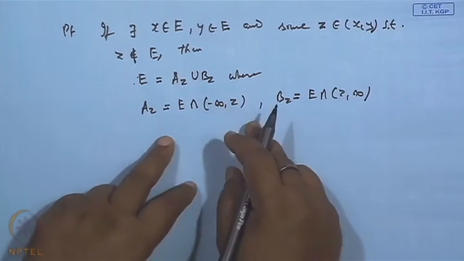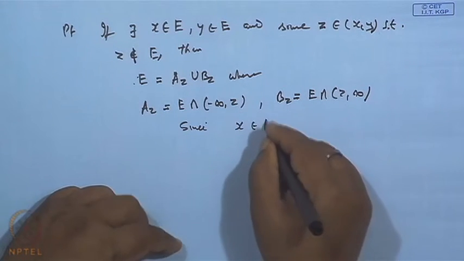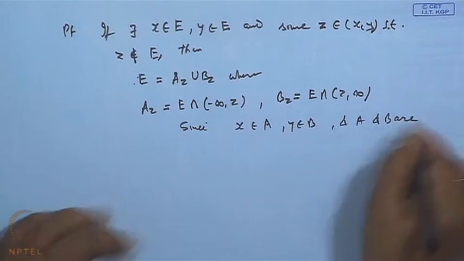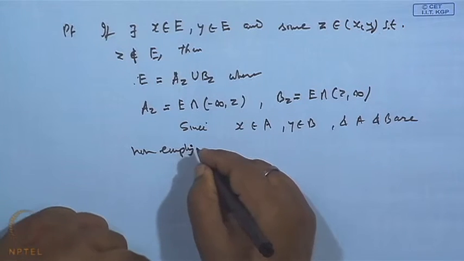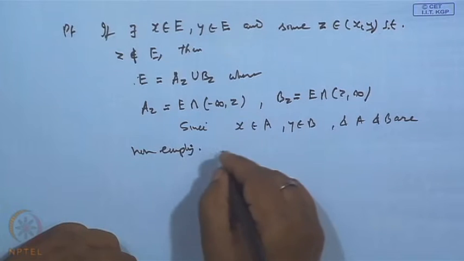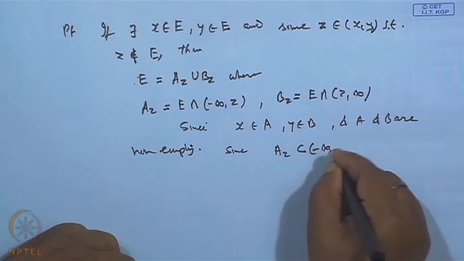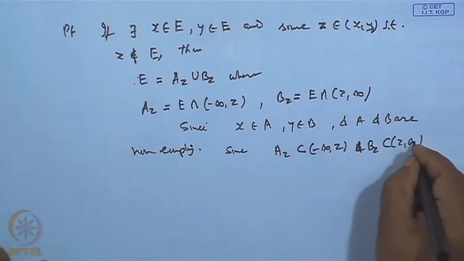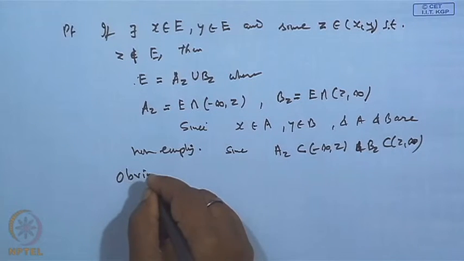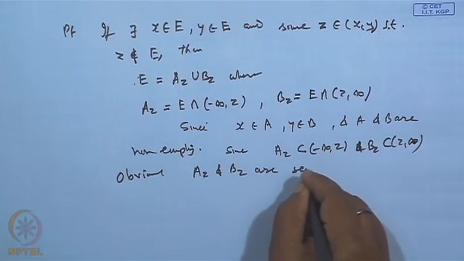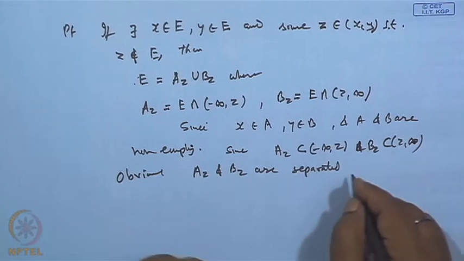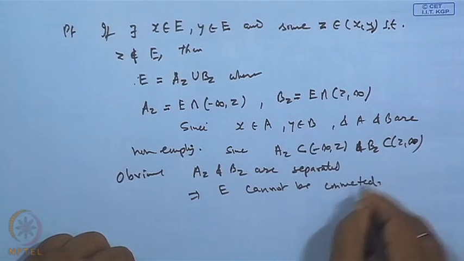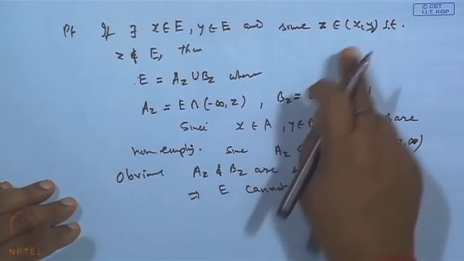Since x belongs to A_z because it is in E, and y belongs to B_z, A and B are non-empty. Since A_z is a subset of (minus infinity, z) and B_z is a subset of (z, infinity), these are two separated sets. So once they are separated, E cannot be a connected set, because E is the union of these two sets. So it is a contradiction. Therefore, this result may not be true.